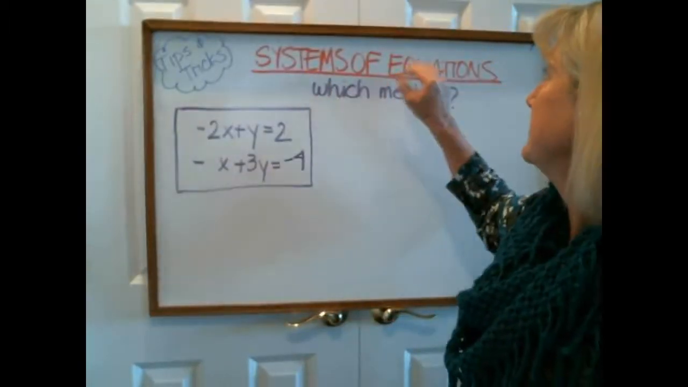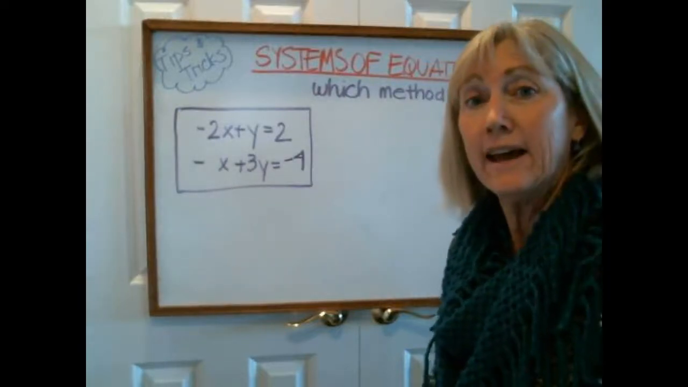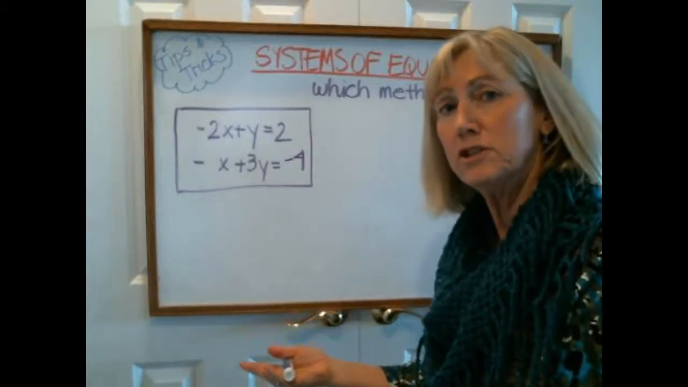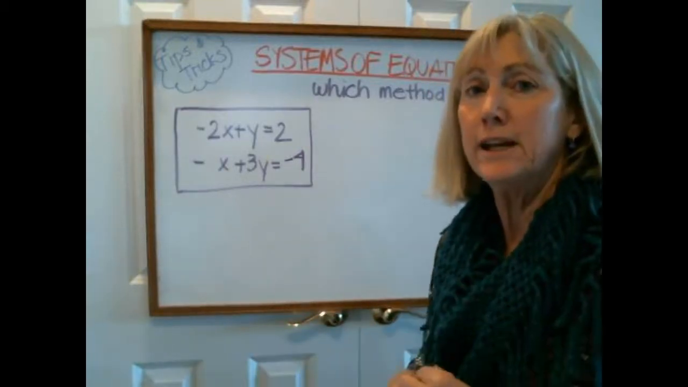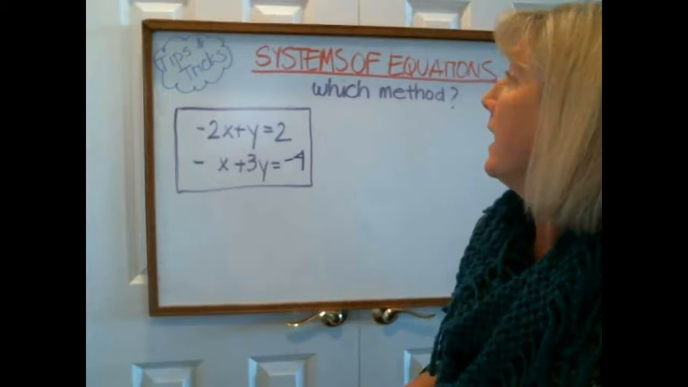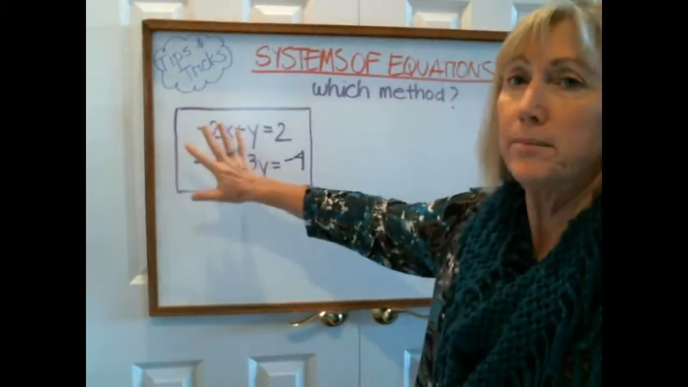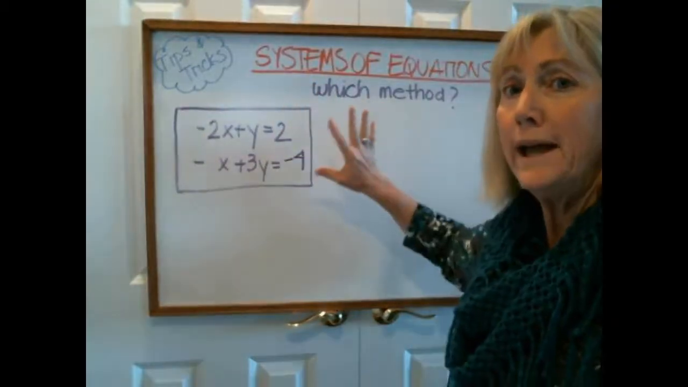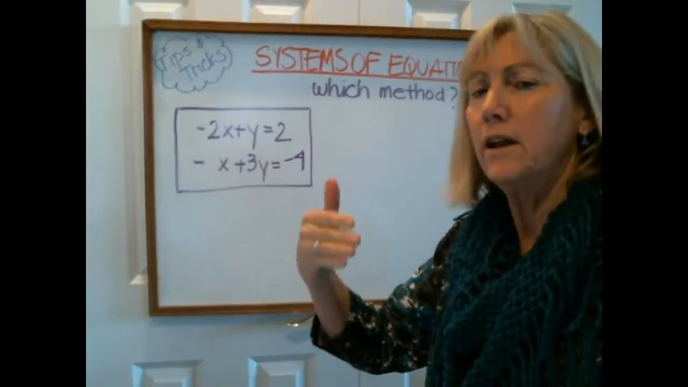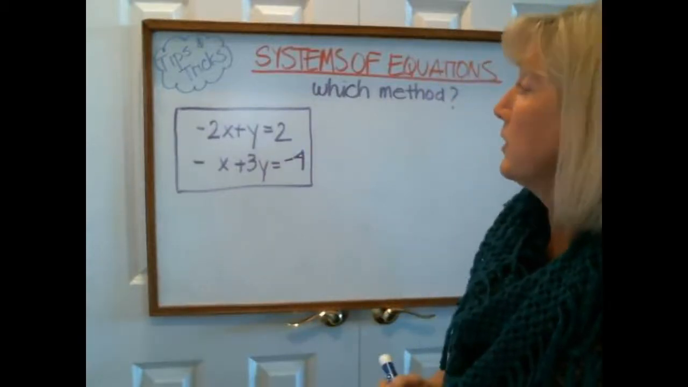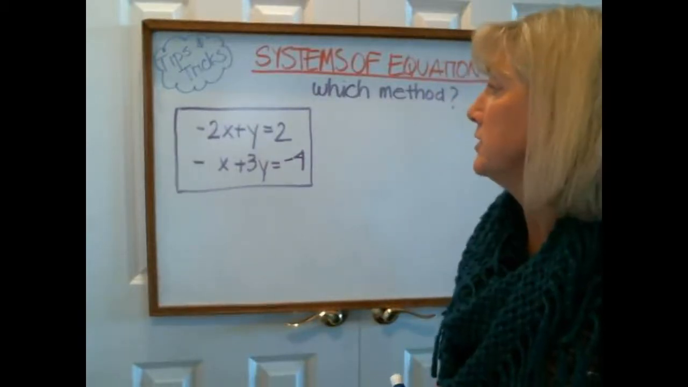Today is about systems of equations and how do you tell which method you should use? Should you use substitution or should you use the elimination or addition method? So what I would like to do is take a single example and do it both ways and show you little tricks on how you might decide which one to use. So I will start first with substitution.